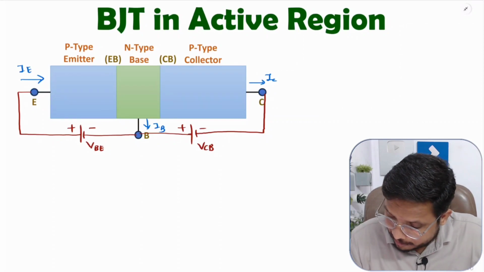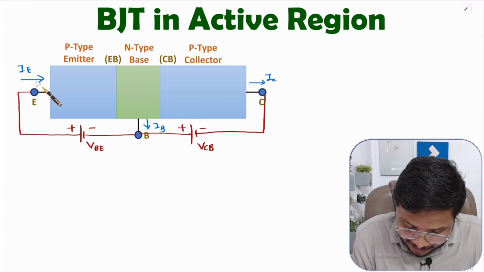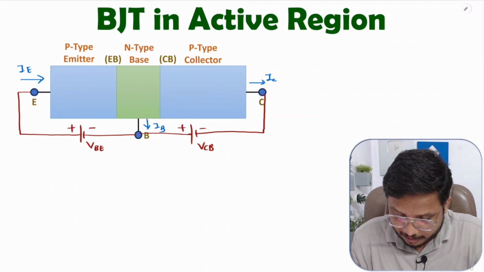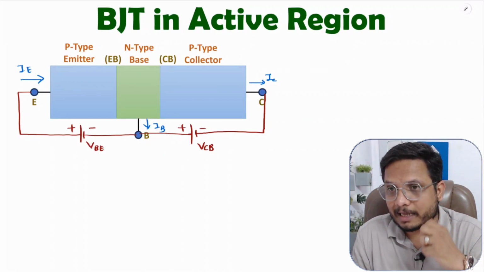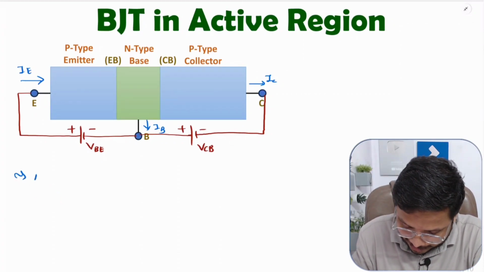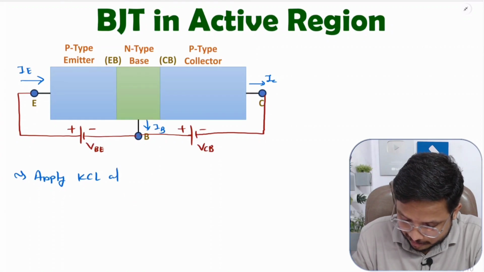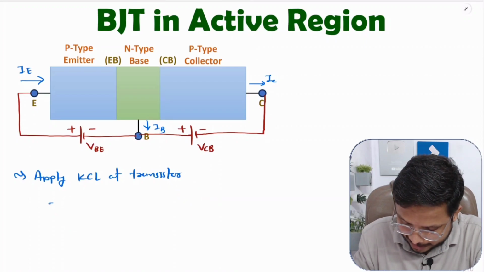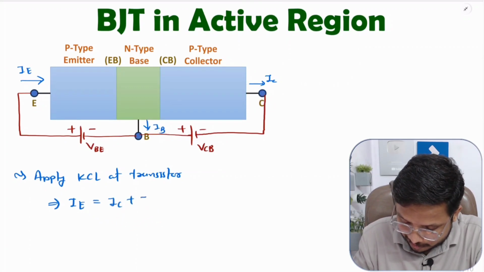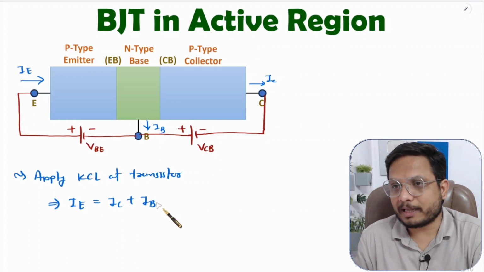Here you can understand one thing. The IE current is entering the device, and the IC current and IB current are leaving the transistor. If you apply KCL at the transistor, entering current equals leaving current. So IE equals IC plus IB. This is the basic current equation that you can have.